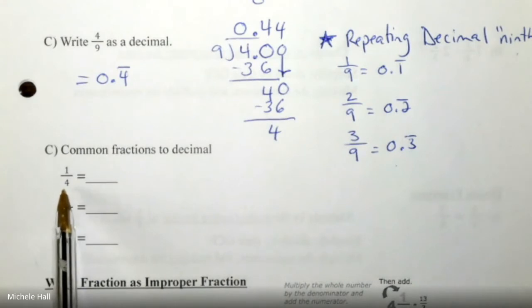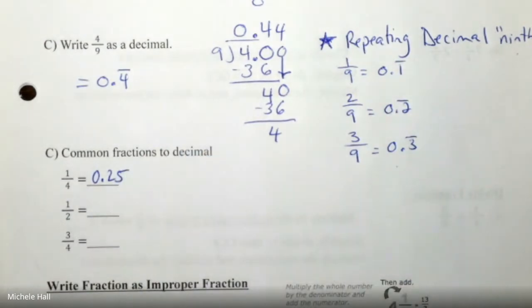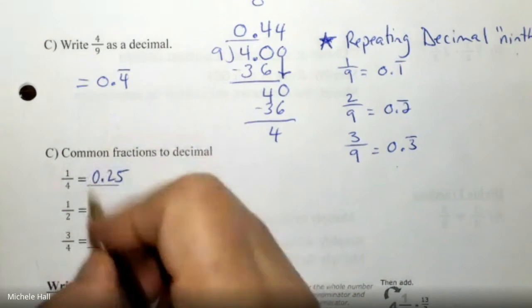How could I say this to remind myself of what that decimal is? Quarters. 1 quarter. How much is 1 quarter? 25. How about half a dollar? 50. And the last one's 75.